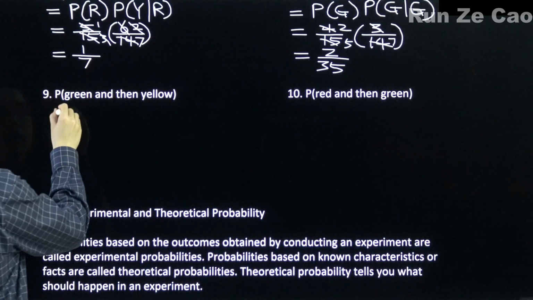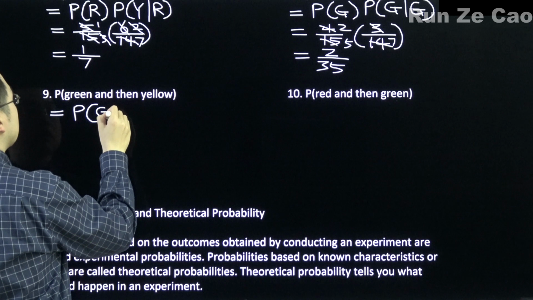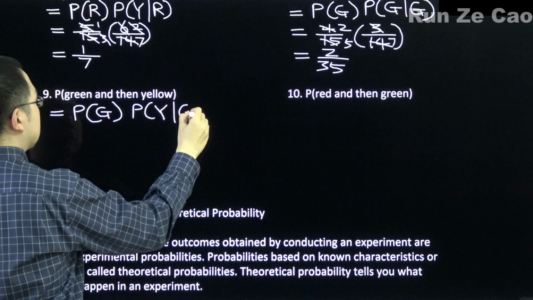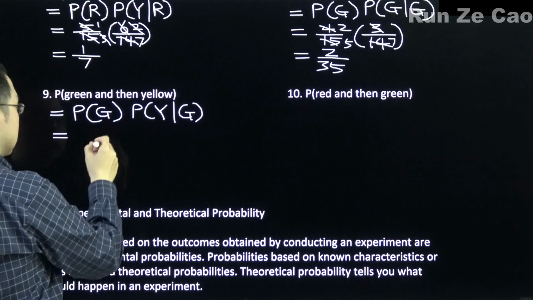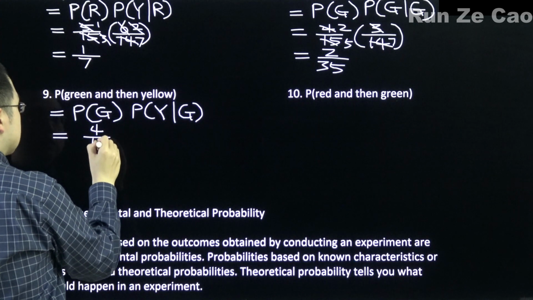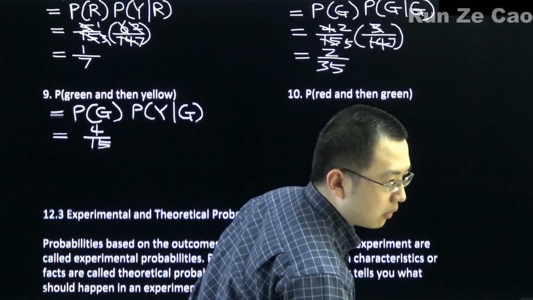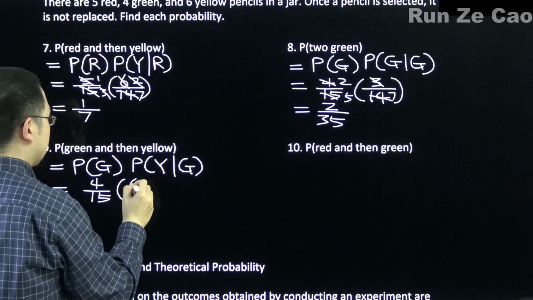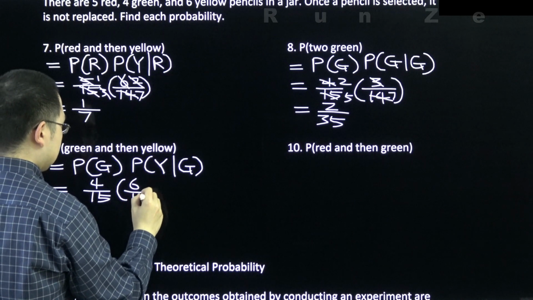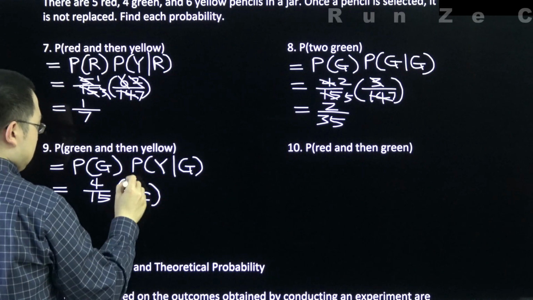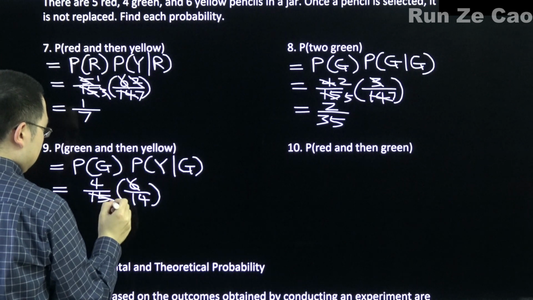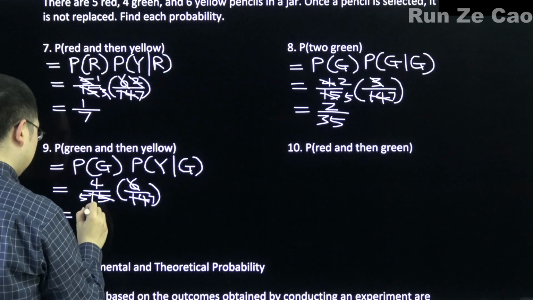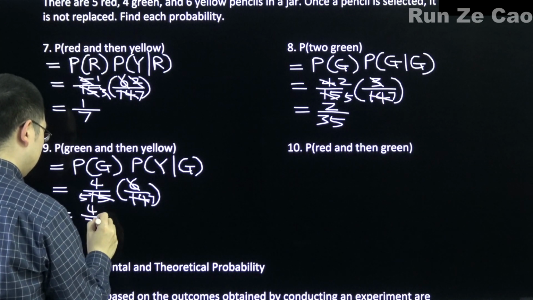Okay, now what about green and then yellow? Well, that's the probability of green times the probability of yellow given green, which is going to be 4/15 times yellow. There were how many? Oh, there were 6 yellow pencils. So that's 6 left out of 14, and we know that we can do some canceling. So we end up with 4 over 35.